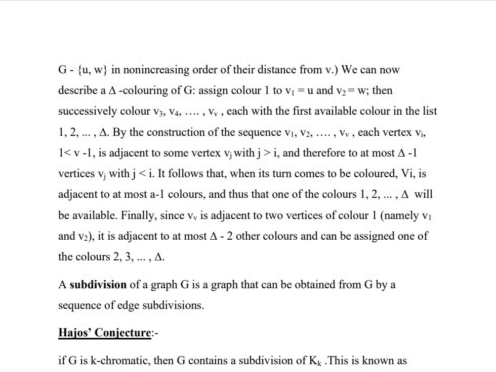Finally, since vn is adjacent to 2 vertices of color 1, namely v1 and v2, it is adjacent to at most delta minus 2 other colors and can be assigned one of the colors 2, 3, etc., up to delta.